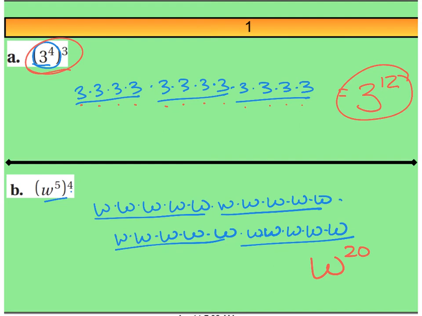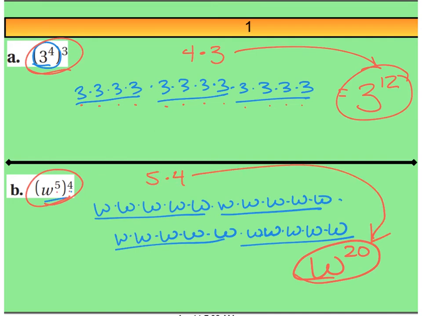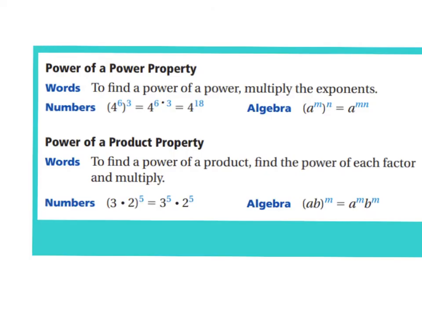So looking back, does the problem and the answer have a shortcut? Hopefully you found it. That if you multiply 4 times 3 gives us 12. Same thing here. 5 times 4 gives us 20. So you are going to multiply the powers. Again, pause the video, get all of this into your notebooks.